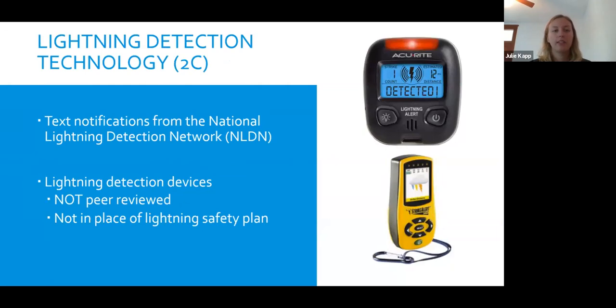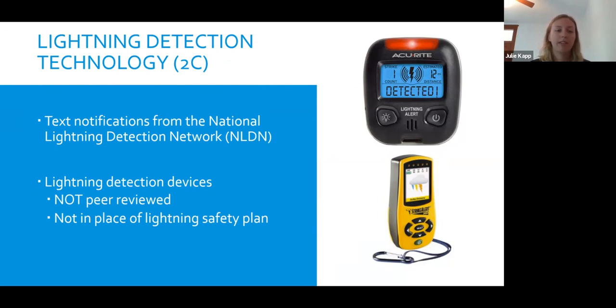So there is lightning detection technology out there. There are several commercial services that offer notifications through text, email, or call when lightning is detected through the National Lightning Detection Network. However, that relies on cellular data, and that's not always available in the wilderness.